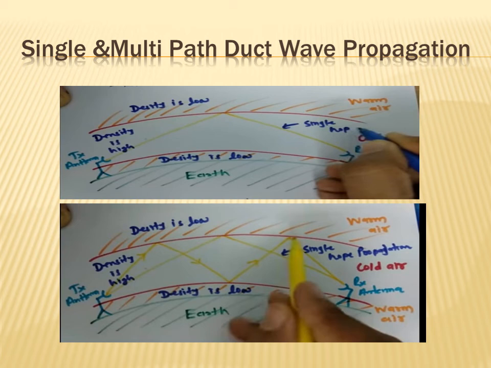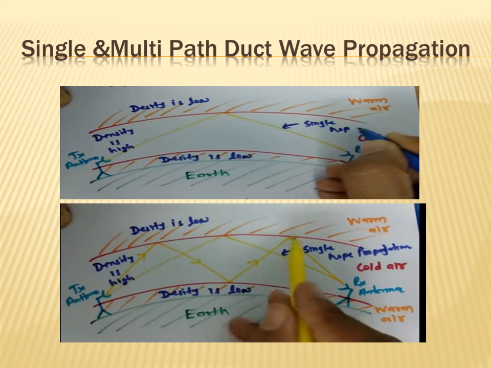First we see single path duct wave propagation, or single hop duct wave propagation. In this, only a single path is used to reach the destination. The second one is multipath duct wave propagation, which uses many paths to reach the destination.